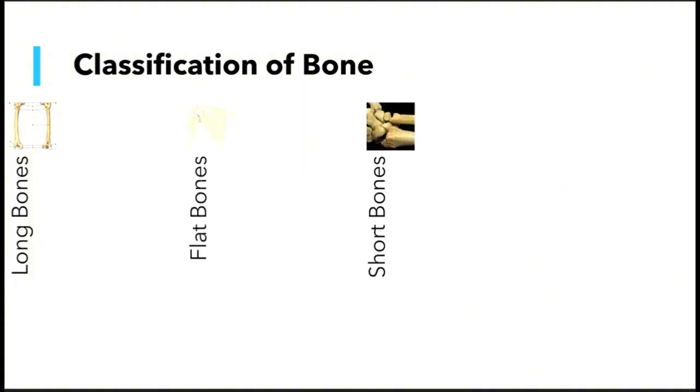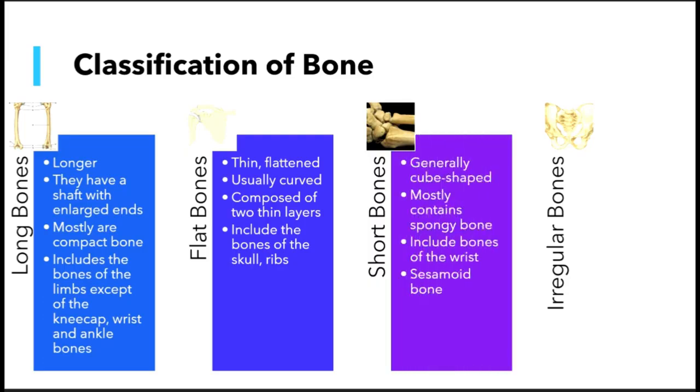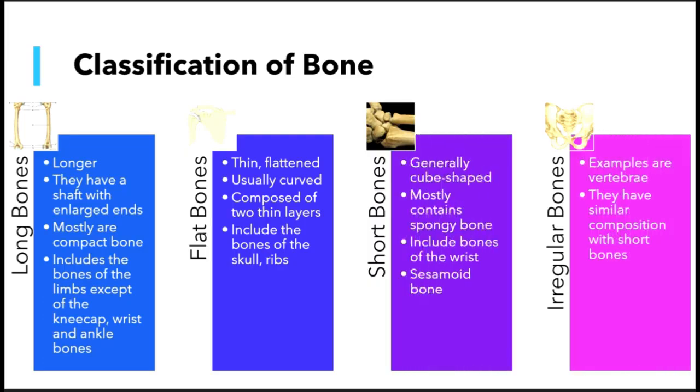So let's have the classification of bones according to shape. You have four classifications according to shape, and here are their characteristics. Long bones are composed of spongy bones at the ends. For flat bones, two thin layers of compact bone are sandwiching a layer of spongy bone between them. An example of these flat bones is your sternum, or also known as your breastbone.